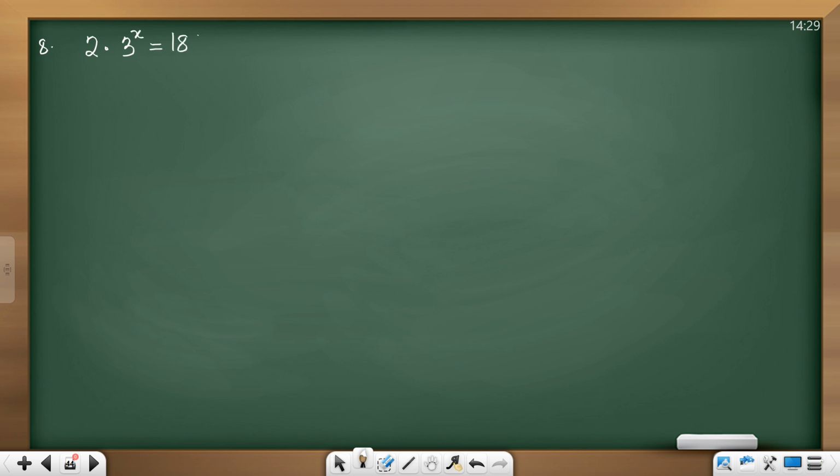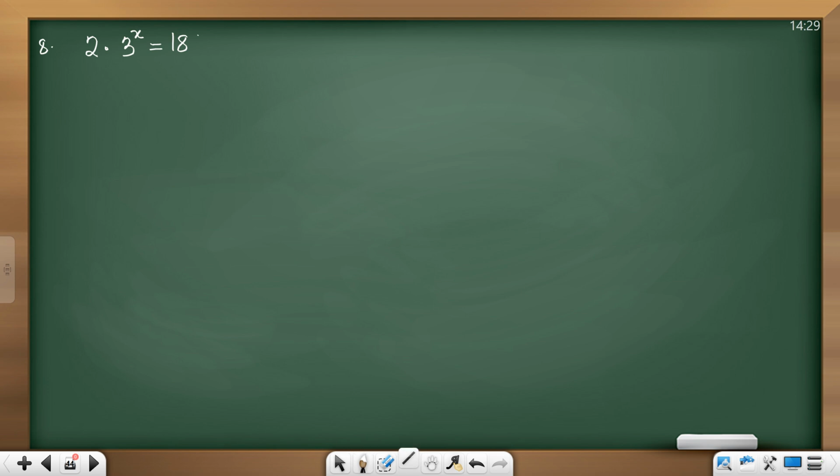Now, look at this one. The first thing I realize is the 2 and the 3 are different numbers. So I don't have a choice here. I cannot multiply. It's wrong to then do this. I don't even know what to write. It's wrong. Why? They don't have the same base.